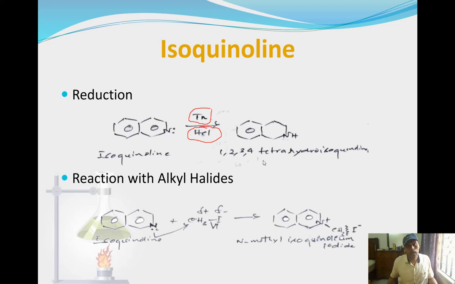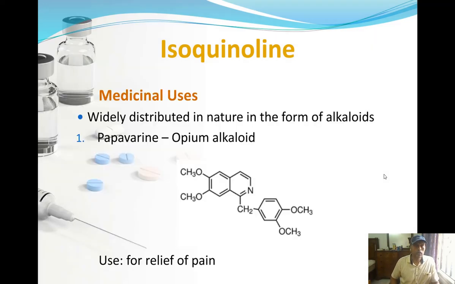In case of reaction with an alkyl halide, that is methyl iodide, the nitrogen is going to go for alkylation. So an alkylation is going to take place, and you're going to get N-methyl isoquinoline iodide as the salt. Right, let's go to the next one.